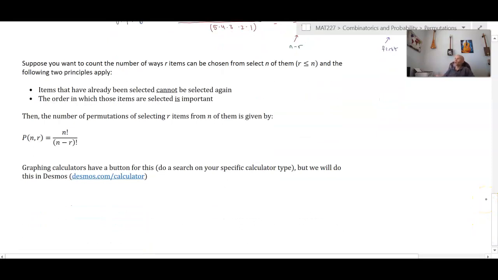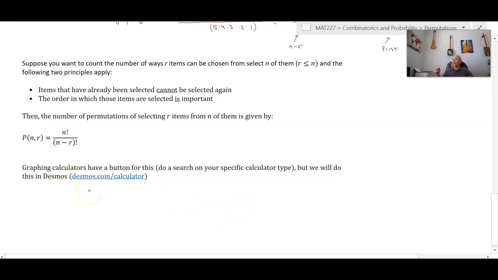Suppose you want to count the number of ways r items can be chosen from n of them, and the following 2 principles apply. This is the same definition as we had at the top. Items that have already been selected cannot be selected again, and the order in which those items are selected is important. Then the number of permutations, and this is where we now have a formula for it, of selecting r items from n of them is given by, okay, now we're using this notation, P of n comma r. There are 2 things that this function needs, and it's n factorial over n minus r factorial.